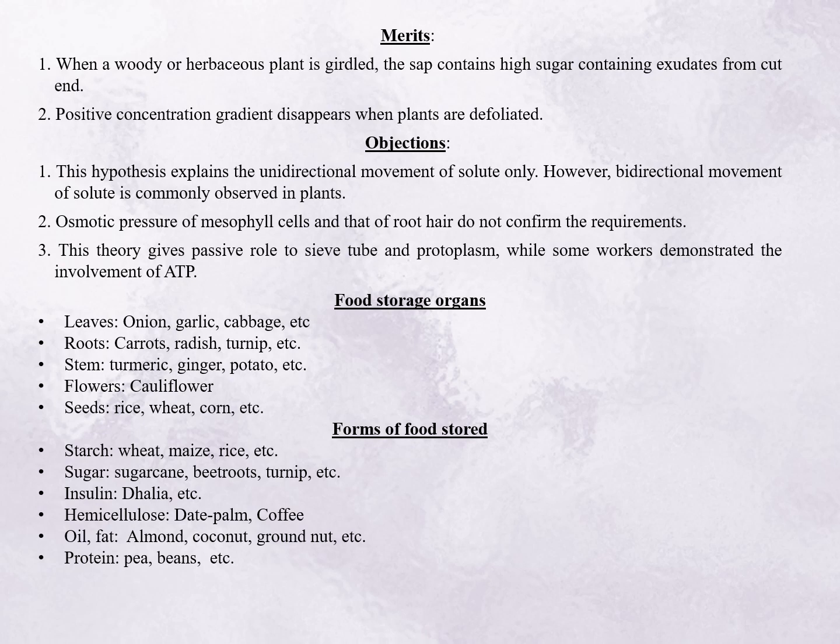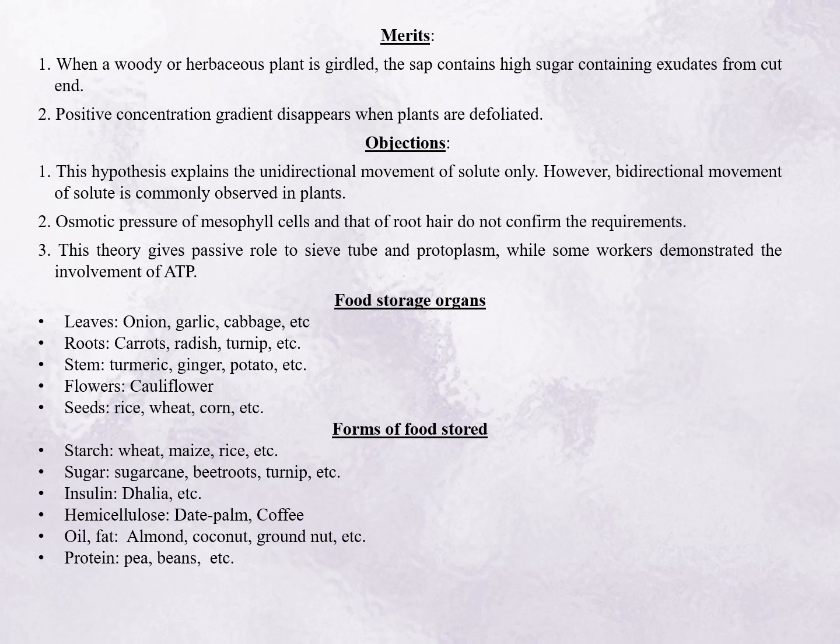These are the merits of the mechanism explained by Munch. And the objections or demerits he faced are that this hypothesis explains only unidirectional movement of solute, that is from source to sink. The backward movement is not explained. Then the osmotic pressure of mesophyll cells and that of the root hair does not confirm the requirements. Some other requirements are also there. How does it move correctly to the root region? How is that pressure created towards the root or towards the source?